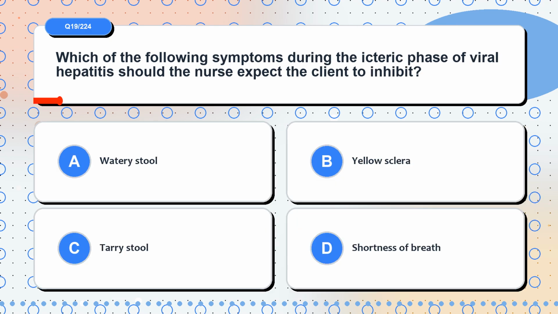Question 19. Which of the following symptoms during the icteric phase of viral hepatitis should the nurse expect the client to exhibit? Here are the options. Option A. Watery stool. Option B. Yellow sclera. Option C. Tarry stool. Option D. Shortness of breath.